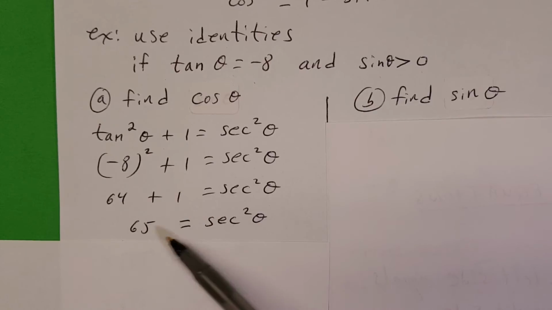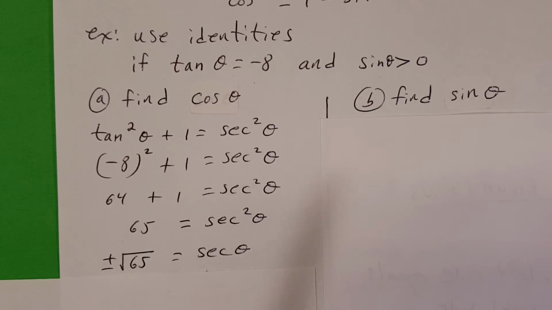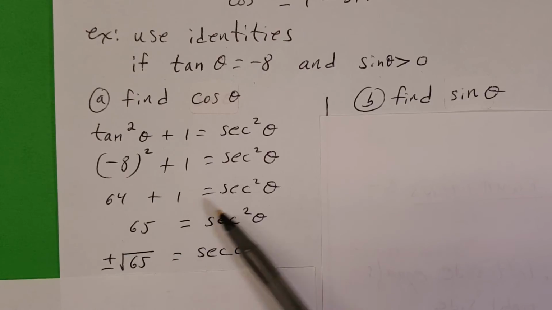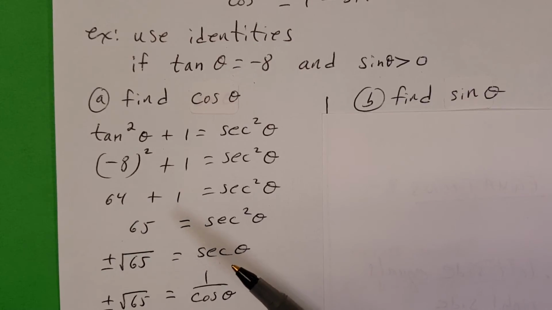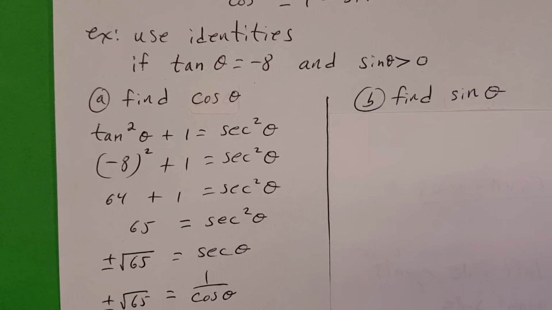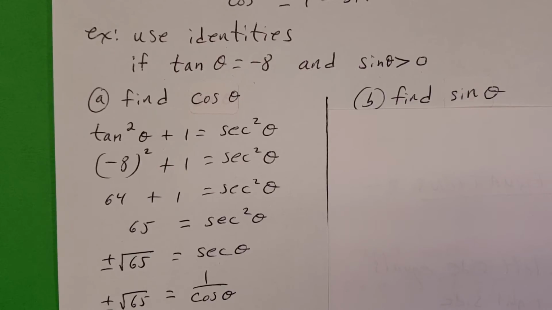So I need to take the square root of both sides, right? Square root of both sides. Square root of secant squared is secant. So remember, when you square root, it's plus or minus, 2 answers. So now that I know this is secant, I can say that 1 over cosine, remember the reciprocal identity? Secant is the same as 1 over cosine is equal to this. But I don't want this, I want cosine. Well, flip it over. Right? Cosine is equal to 1 over square root of 65, plus or minus. Right? Don't lose the plus or minus.